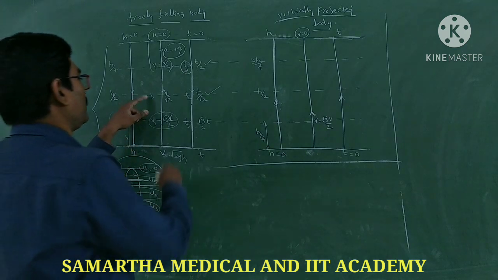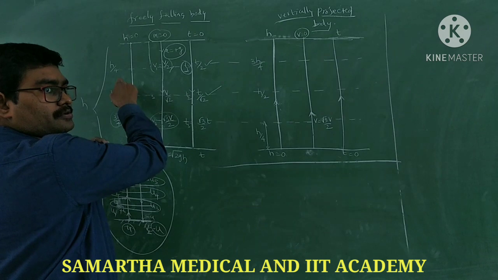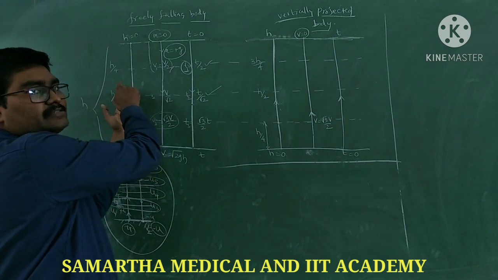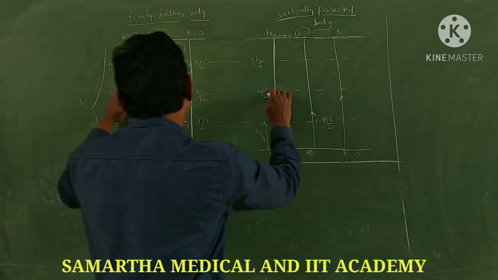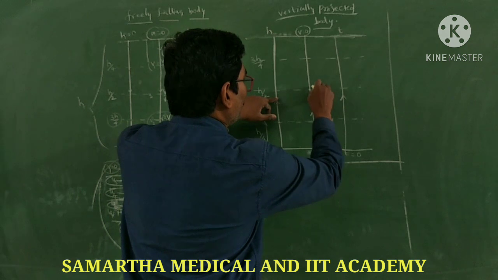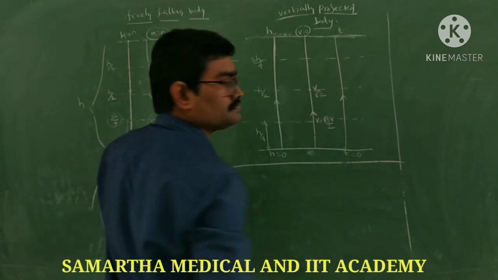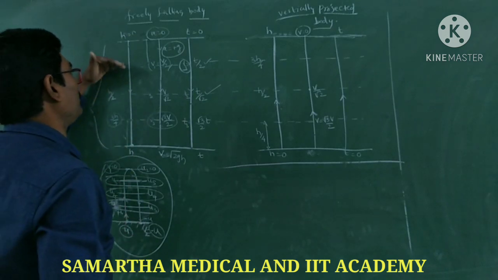Okay. Next, what is this? H by 2. From ground it is covered h by 2, so from the ground it is at a height h by 2. What is the speed here at h by 2? V by root 2. Here also, v by root 2. Okay? Right.